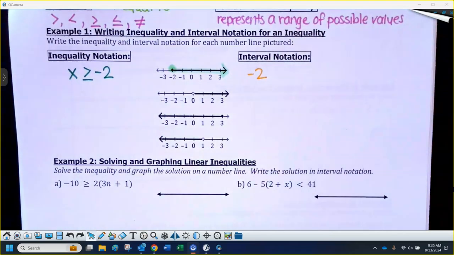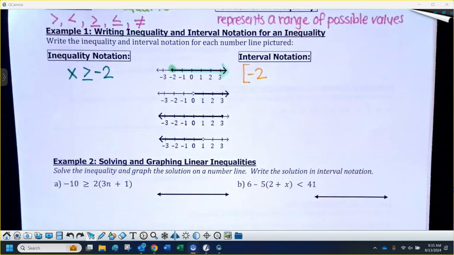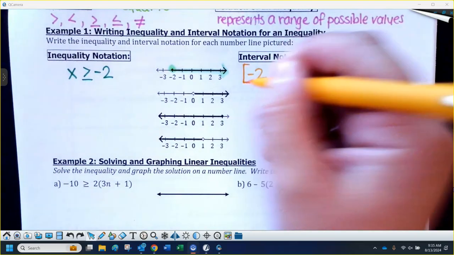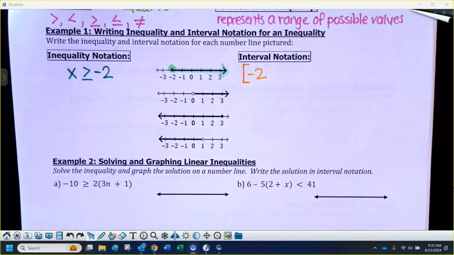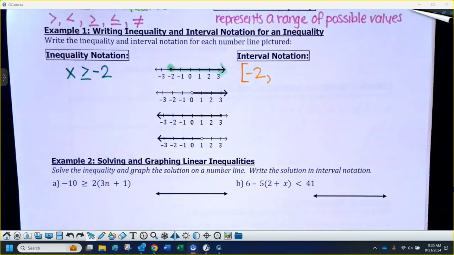Okay, now here's the way this works. If you have a solid circle, that means I can actually touch that value. What you use for your symbol here is a bracket. It's like a rectangle with one of the sides cut off, a hard corner here. That's going to indicate that you can touch -2. After that, you put a comma. So smallest possible value, then a comma. Now this is a little weird.